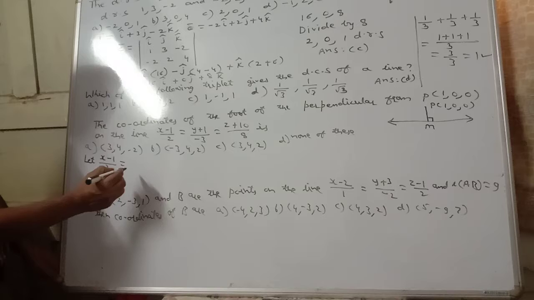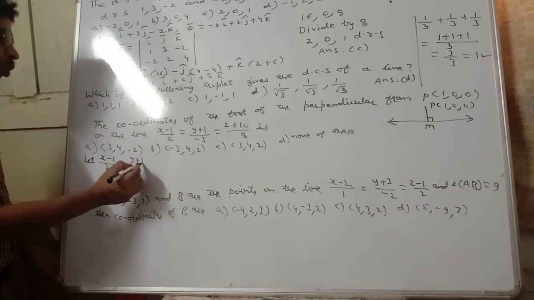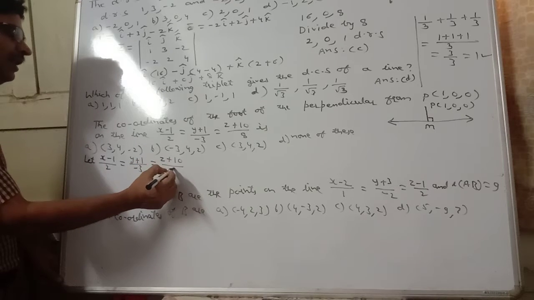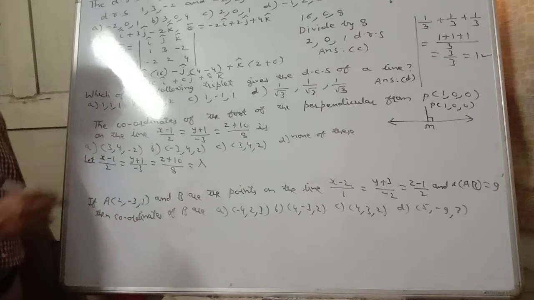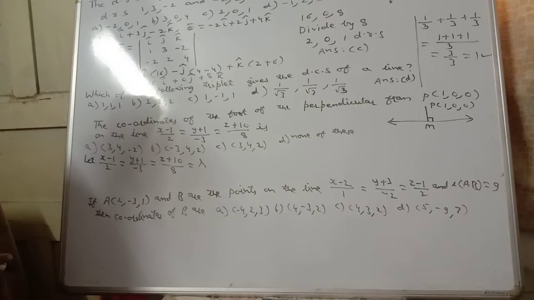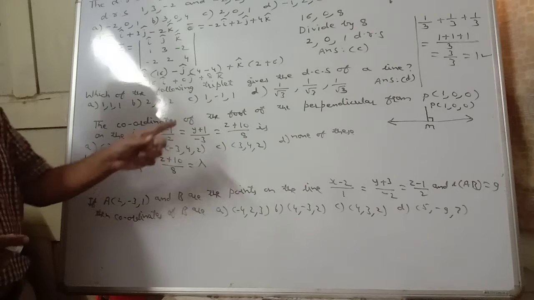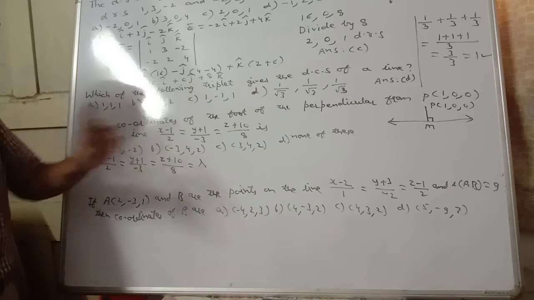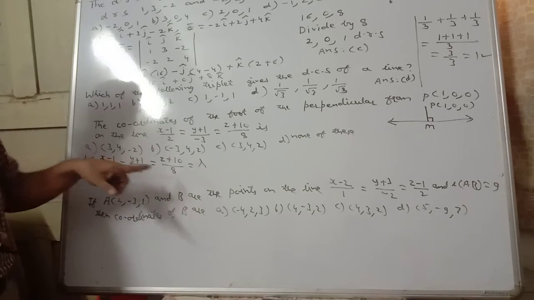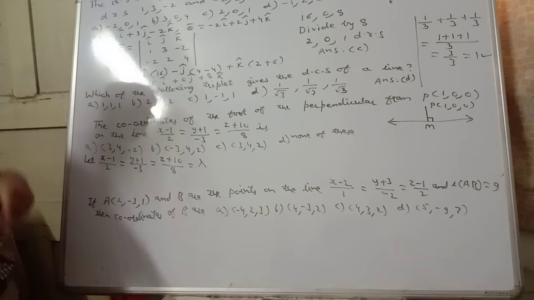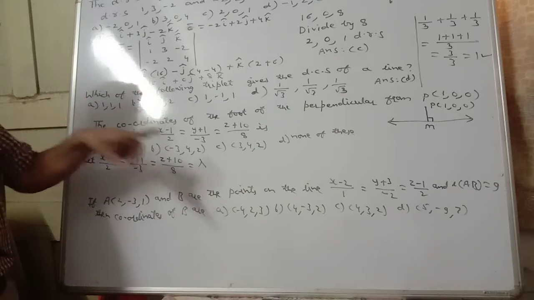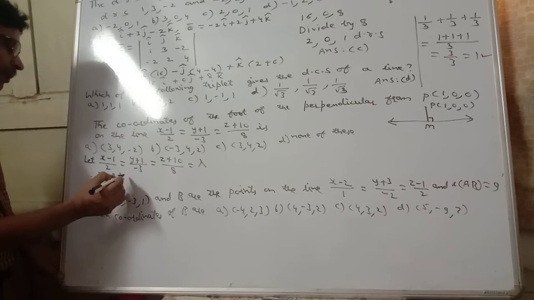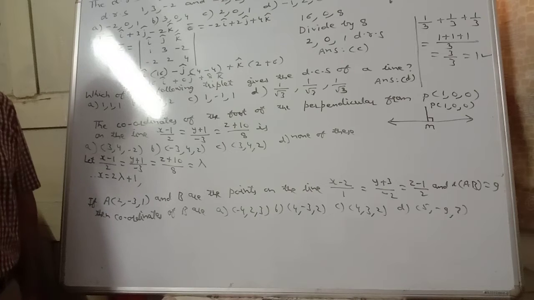(x minus 1) upon 2 is equal to (y plus 1) upon minus 3 is equal to (z plus 10) upon 8 equal to lambda. Now we shall write values of x, y, z in terms of lambda. Equate the first side with lambda. (x minus 1) upon 2 equal to lambda. So x minus 1 equal to 2 lambda. From that we can write x equal to 2 lambda plus 1.